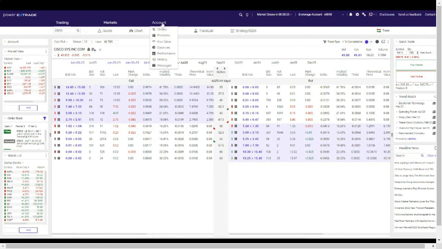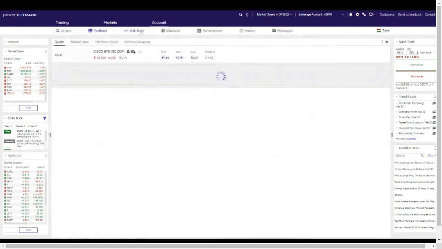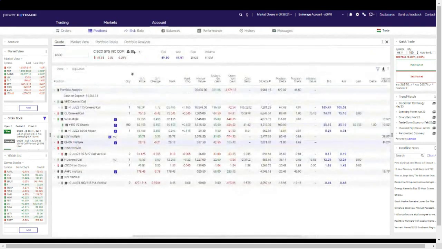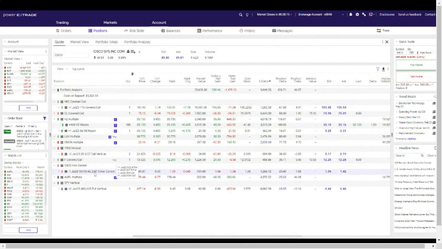I'm going to jump over to the position view now and actually take a look at this spread that we just put on. It was a Cisco iron condor. And you can see that one of the things that the Power E-Trade platform does for you is it groups your positions as they are grouped in the margin engine. And because an iron condor has one margin requirement, it put those trades together.